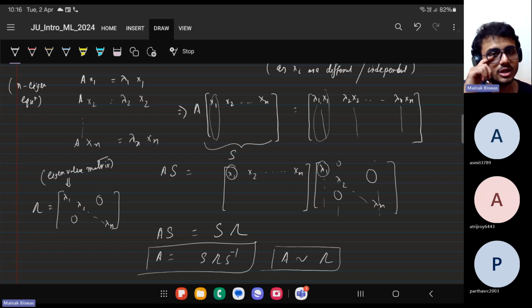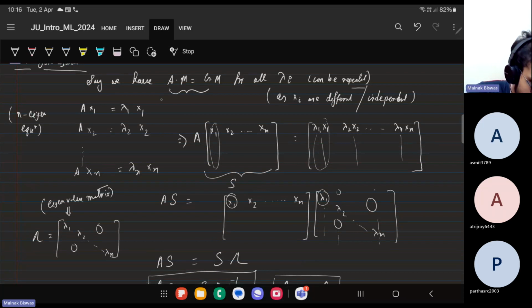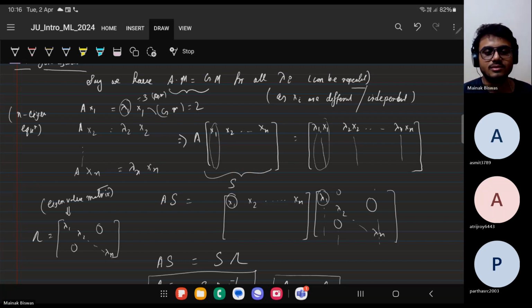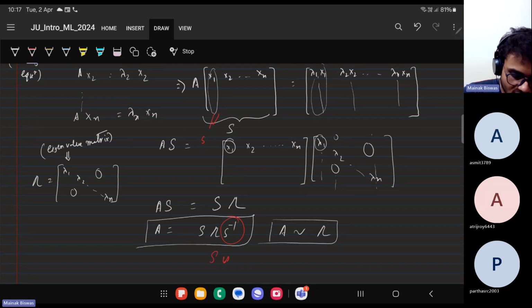So if you did not have AM equal to GM, what would happen? Say you had lambda 1 with AM equal to 3 and GM equal to only 2. What would have happened? All the xi's would not exist, so we wouldn't have written the S matrix. So these x's in S would not be independent, right? S would not be invertible, right?